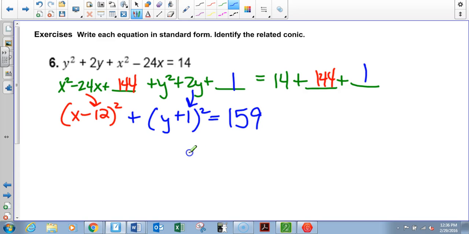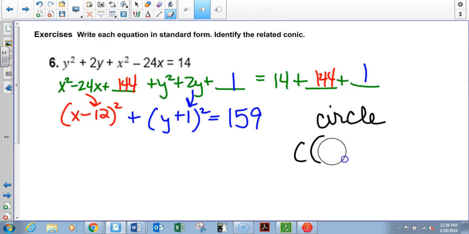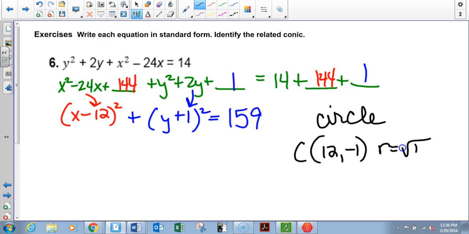Okay. What are we going to write? Circle. It is a circle. And what do you usually tell me about a circle? The center is at (12, negative 1), and the radius would be the square root of 159. 12 point something. Good enough? Is that your guess? Were you right? Good job.